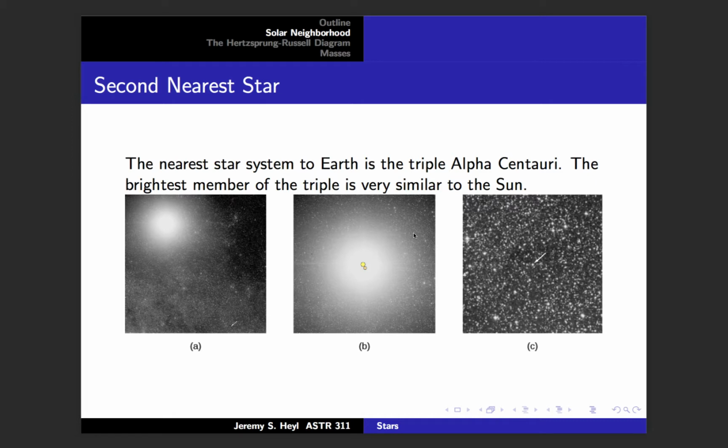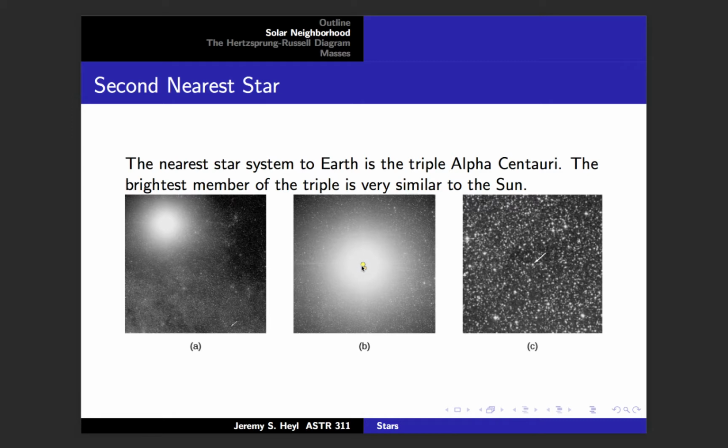So the second nearest star, what's the first nearest star? That's another easy question. It's the sun. The second nearest star is the triple system of Alpha Centauri. And there it is, up there. There are 3 stars in it. So this is looking into the sky. Here, 2 of the stars are here. The third star that we think is bound to them, and it's the closest, is way over here, and it's really faint. These 2 stars are quite bright combined.